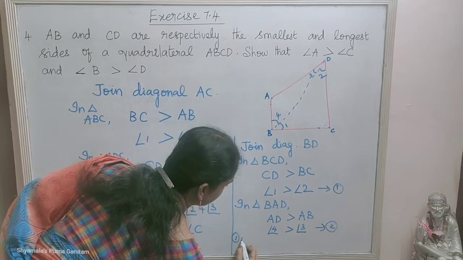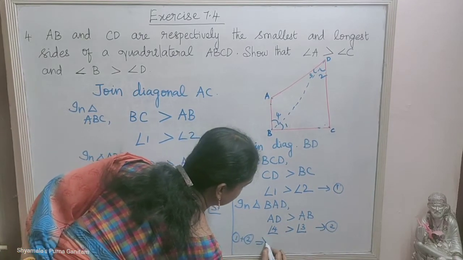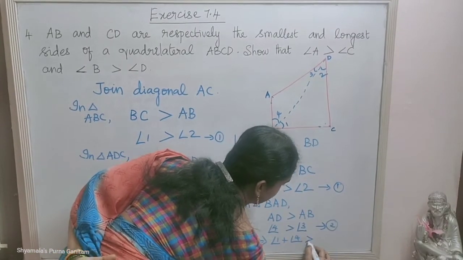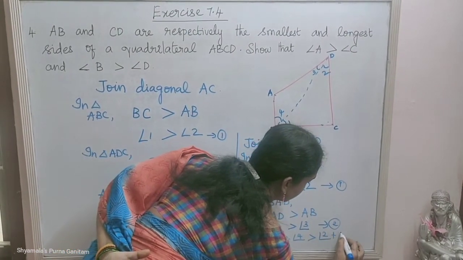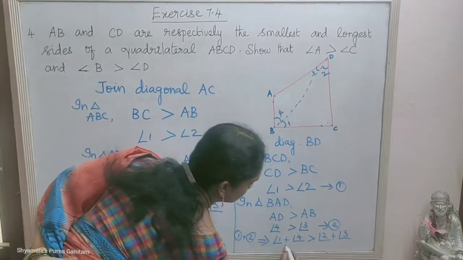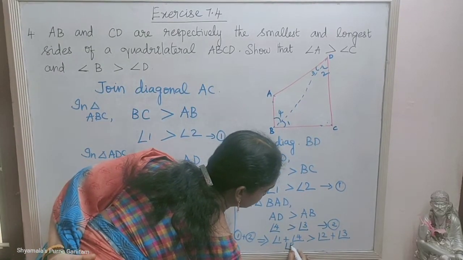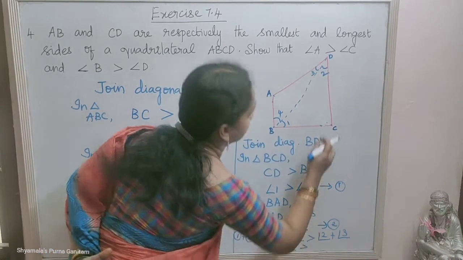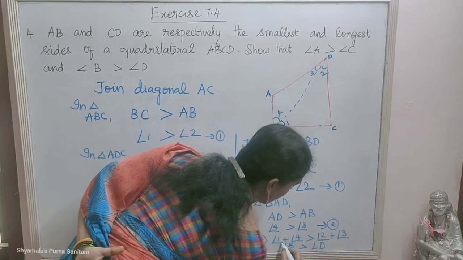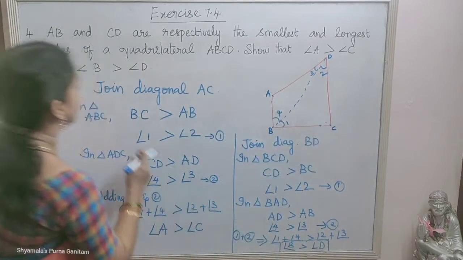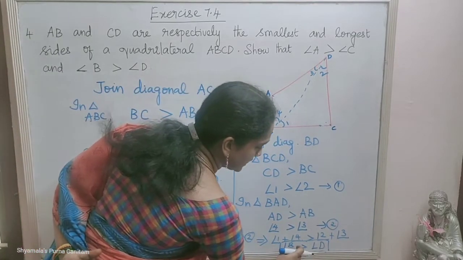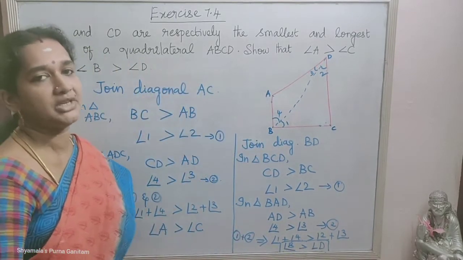Adding the first statement and second statement, we get angle 1 plus angle 4 is greater than angle 2 plus angle 3. What is angle 1 plus angle 4? That is angle B, which is greater than angle 2 plus angle 3, which is angle D. What we were asked to prove is angle B greater than angle D, so we have proved it.